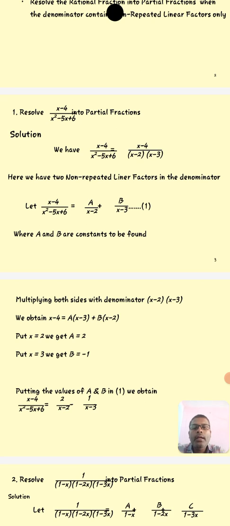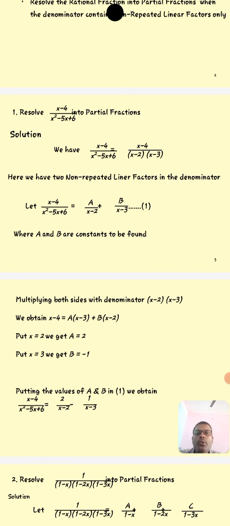Here, when we write in the partial fraction format, it is A by (x minus 2) plus B by (x minus 3). Here we have to find out the value of A and the value of B. That's why we have to do this.